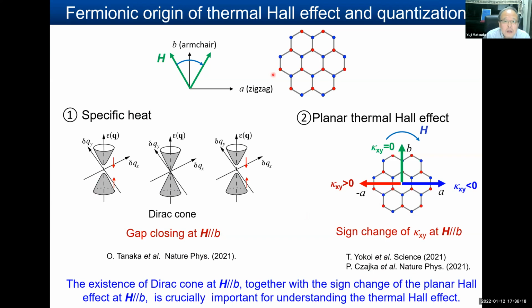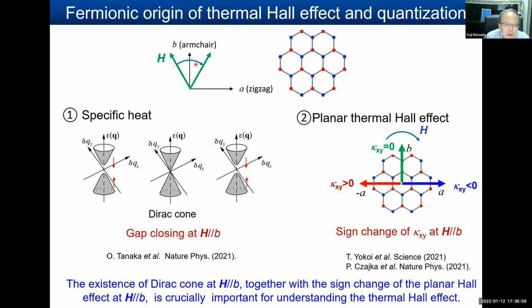Let me discuss the two independent experiments, the specific heat and the planar thermal Hall effect. When the magnetic field is rotated across the B axis, the armchair direction, as I mentioned, the specific heat has gaps when the magnetic field is tilted from the B axis. But the Dirac cone appears if the magnetic field is applied parallel to the B axis. So, in other words, the gap closes in magnetic field parallel to the B axis, but the gap opens when the magnetic field is tilted from the B axis.